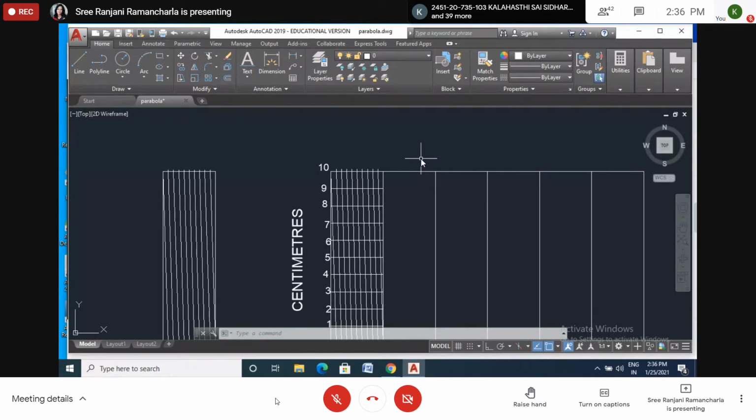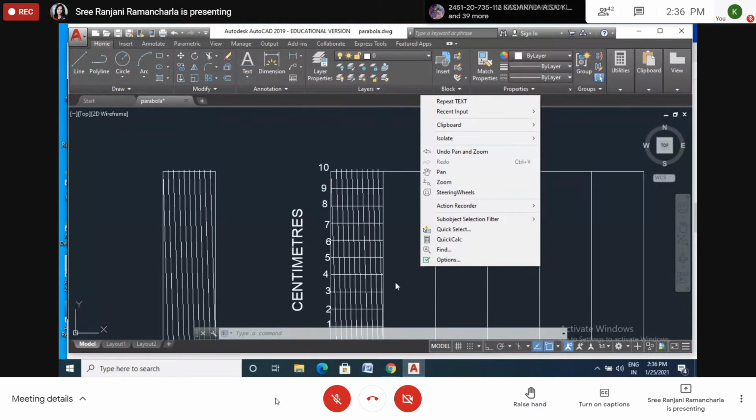What is 5? Decimeters. Decimeter, not centimeter. Write down decimeter, 5 dm. And what is 6? Centimeters.